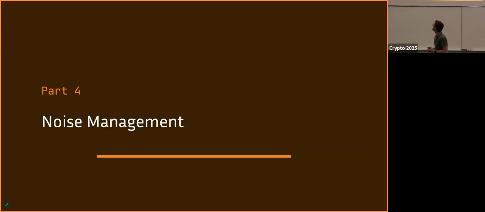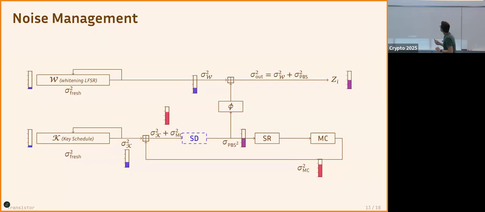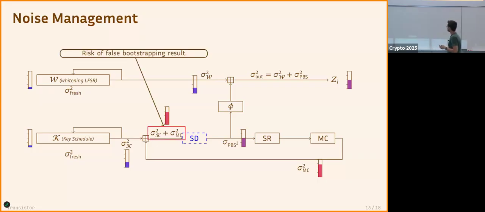Okay, so I'm going to go a bit quickly on this. Just to talk a bit about noise management, I indicated here on the drawing the indicative noise level with these gauges. And the critical point is here because it's right before the bootstrapping. At this point, if you have too much noise, the lookup table is going to yield the wrong value and it's going to break everything.